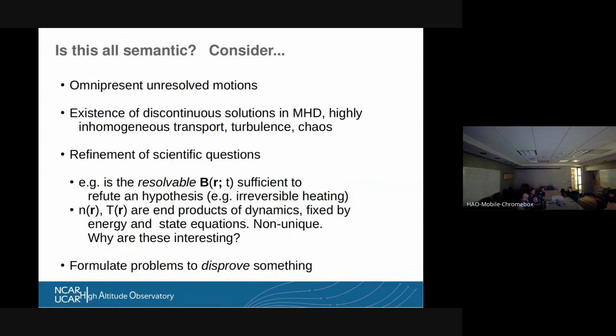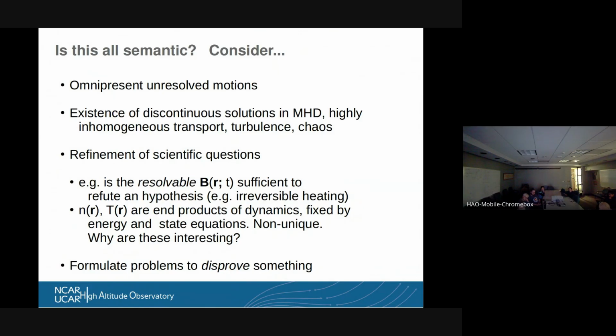Highly inhomogeneous transport, there's turbulence and chaos. So you've got to be careful about how you frame your questions. And certainly inverting data in the presence of all those things makes me almost feel sick when I look at what we actually know about MHD and inhomogeneous transport and these things. We need to refine the questions. Is the data we're getting sufficient to refute our hypothesis?